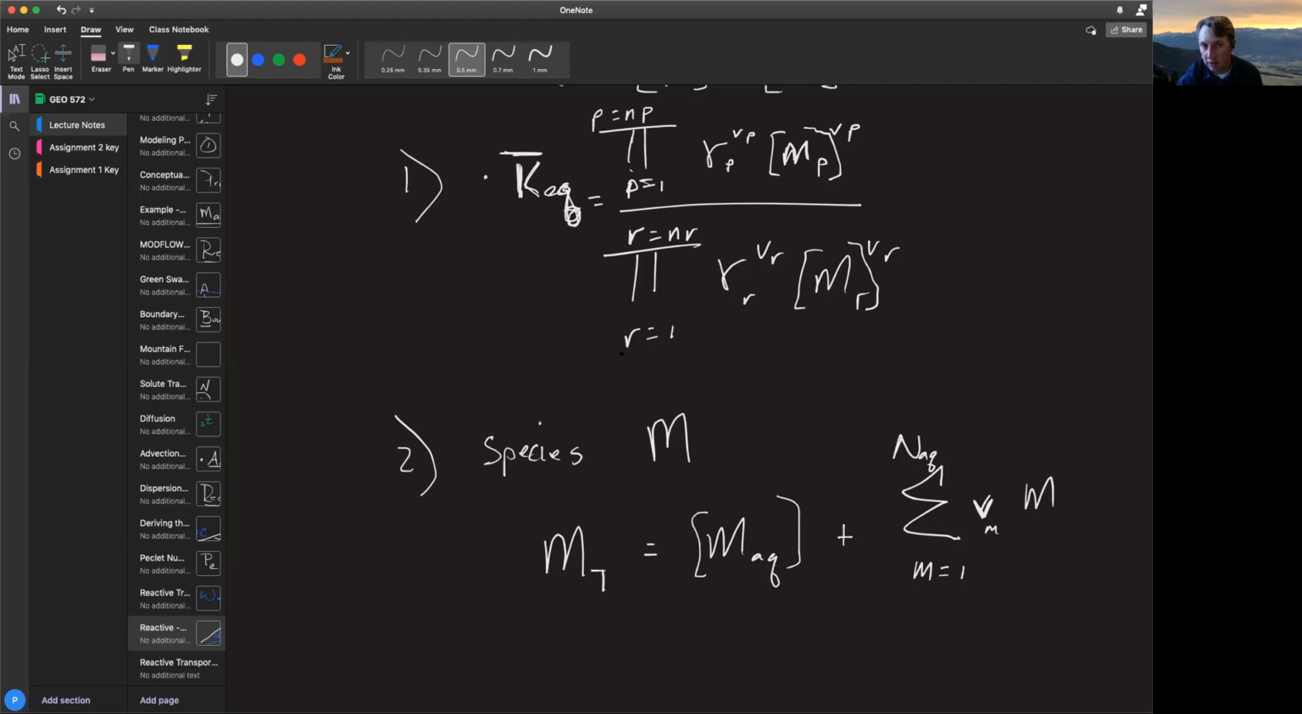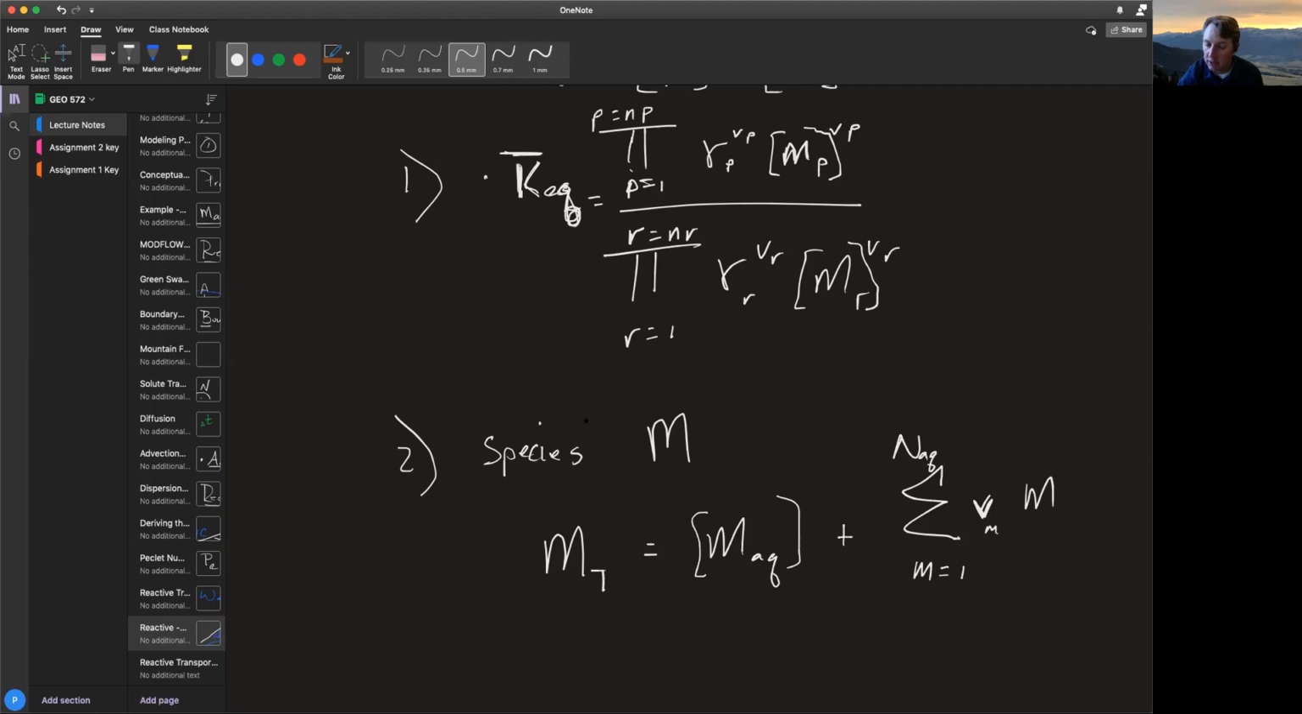And so the big things that we end up doing are deciding which species we are tracking, which reactions. So what equilibrium reactions are we going to track? What species, M here, are we going to track? And then we solve a series of equations that are the equilibrium equations and then the mass conservation equation. And we do this for every species that we're going to track, all right?